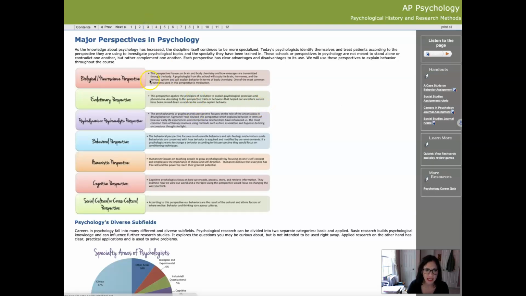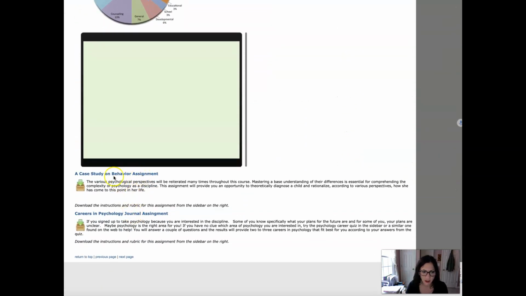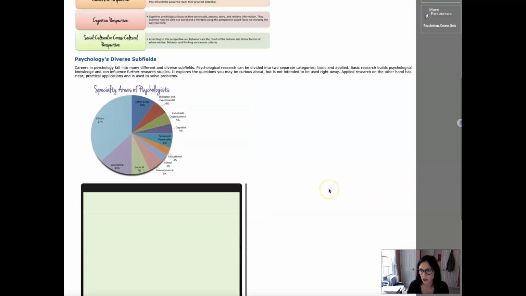When I get to page 3, and here are my perspectives, I'm going to use these, and I will also be using my e-text for this assignment. The instructions, at the bottom of the page, tell you the case study on behavior. The various psychological perspectives will be reiterated many times throughout the course. Mastering a base understanding of their differences is essential for comprehending the complexity of psychology as a discipline. This assignment will provide you an opportunity to theoretically diagnose a child and rationalize, according to the various perspectives, how she's come to this point in her life.